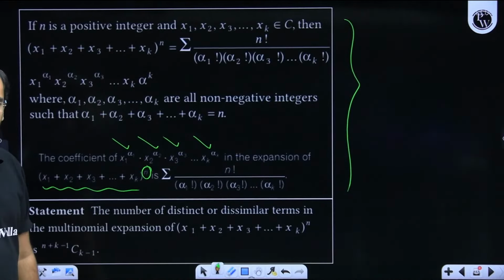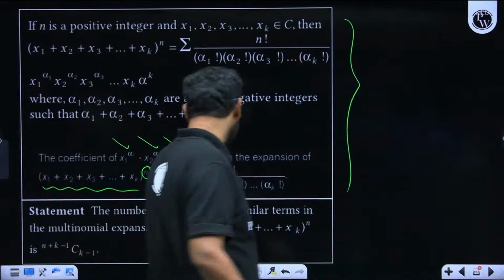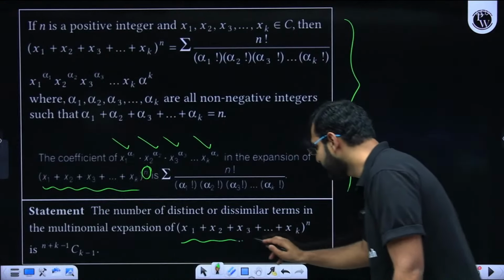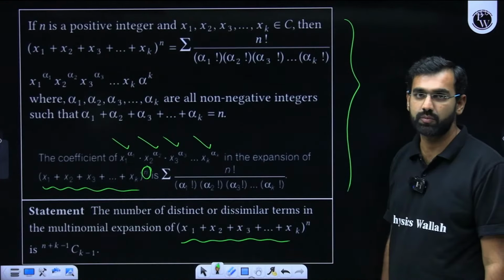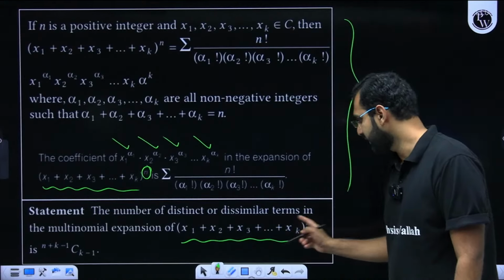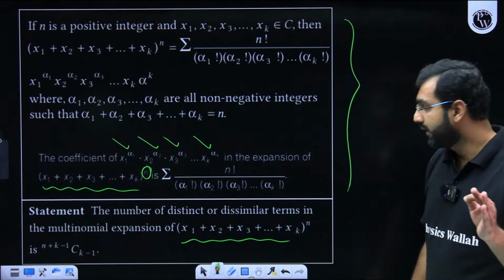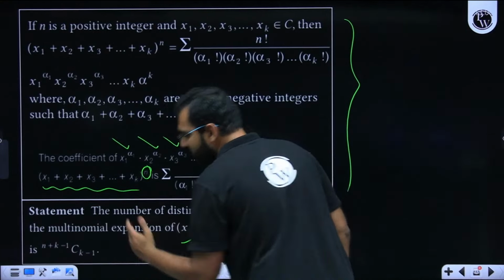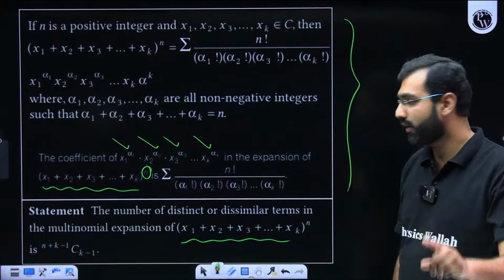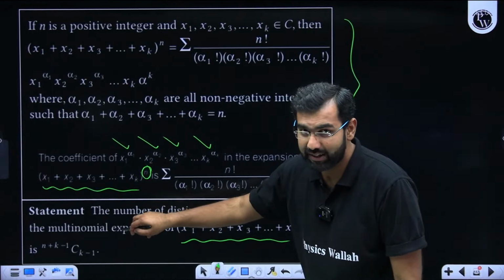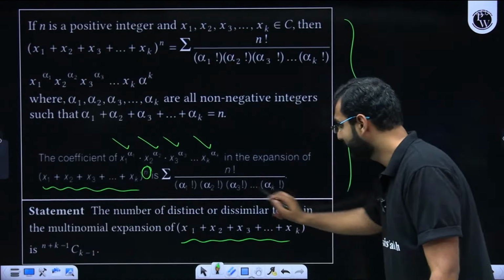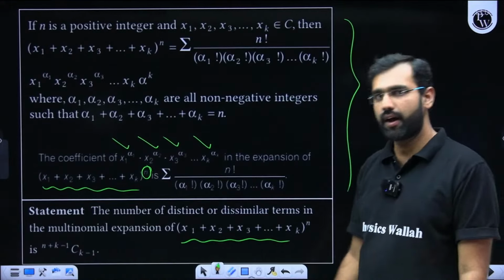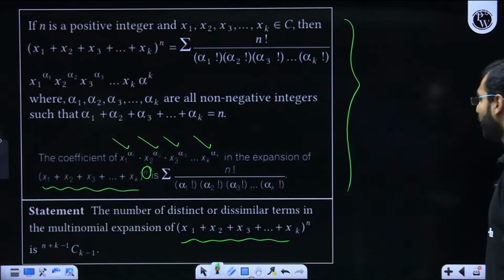Now, if somebody asks you how many distinct or dissimilar terms will be there in the expansion of the multinomial theorem, (x1 plus x2 plus x3 until xk) to the power n, then the distinct terms will be (n plus k minus 1) C (k minus 1). That's again nothing but distributing n identical objects among k people. I hope you will remember that. With that, can I move ahead from here?